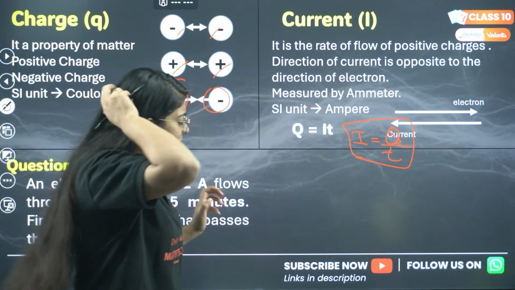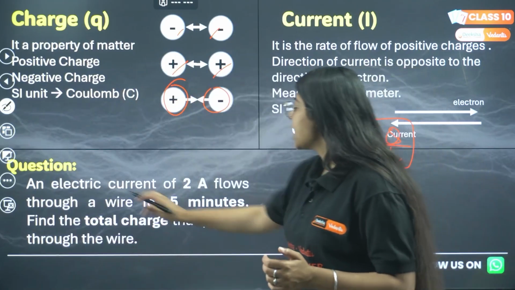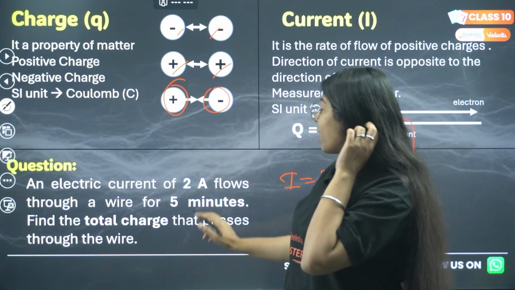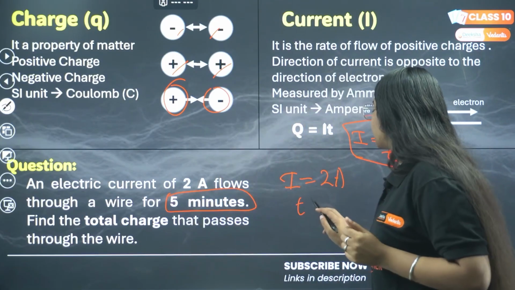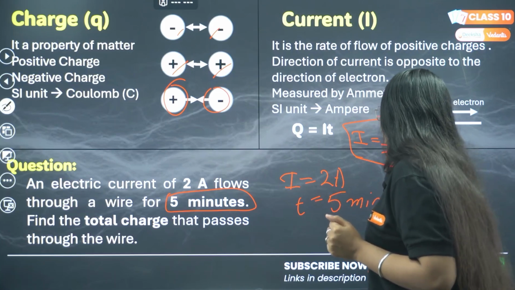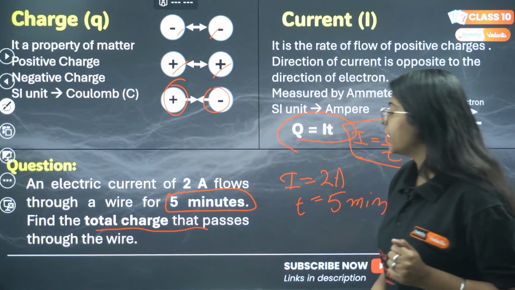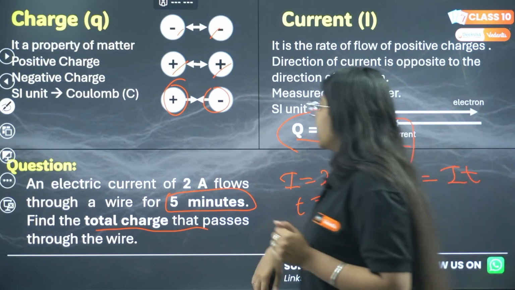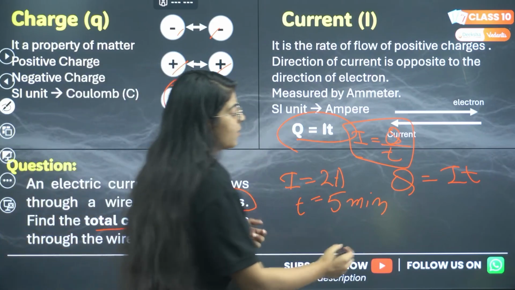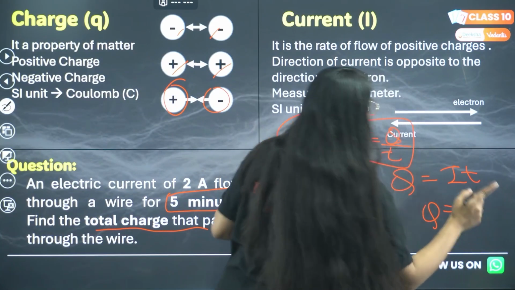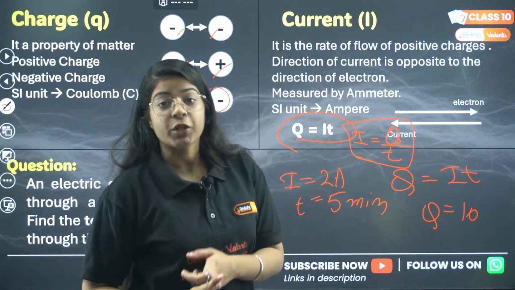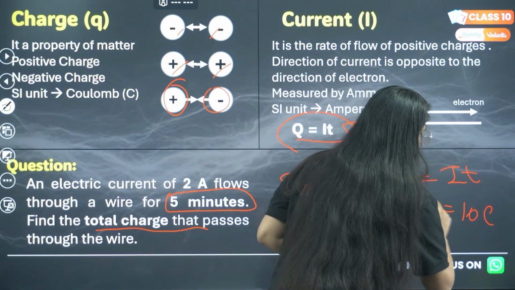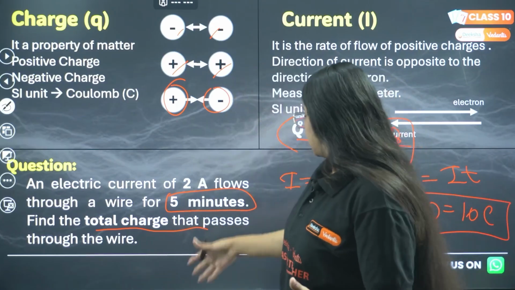Let's see a very basic numerical on this topic. It says an electric current of 2 ampere, so I equals 2 ampere, flows through a wire for 5 minutes. T equals 5 minutes. We have to find the total charge that passes through the wire. So Q equals I into T. I is 2, T is 5, so Q will be 10. Now, what is the unit? Always remember to put the unit after you solve the numerical. The unit of charge is coulomb. So a 10 coulomb charge is flowing through our wire.